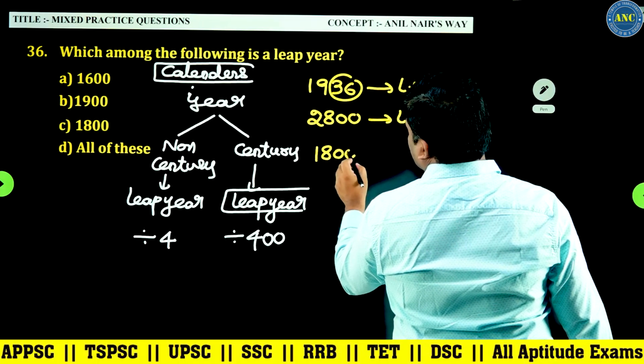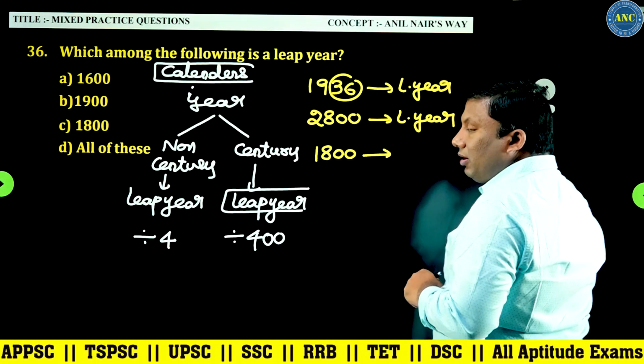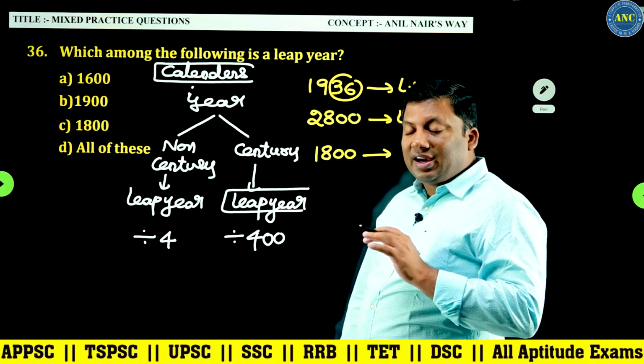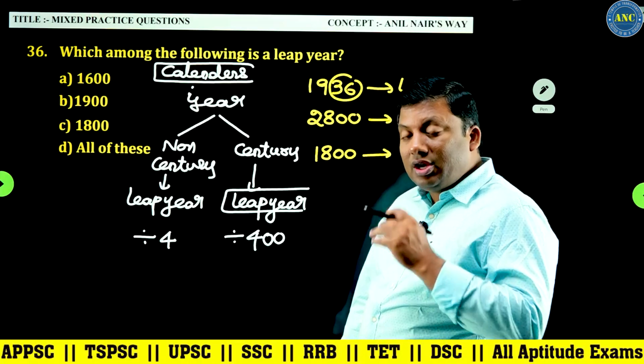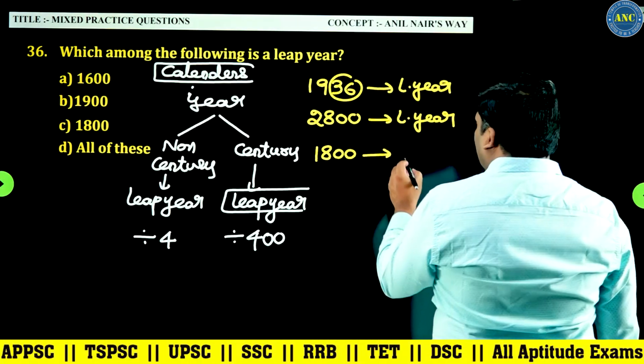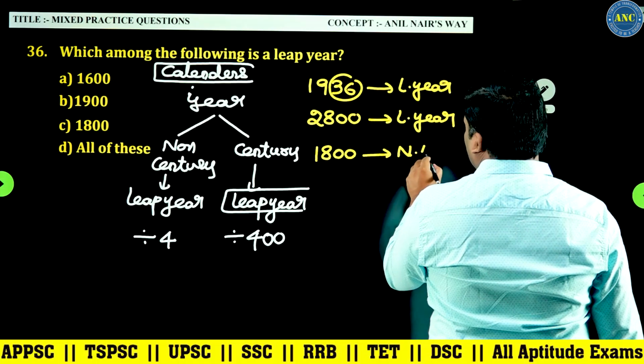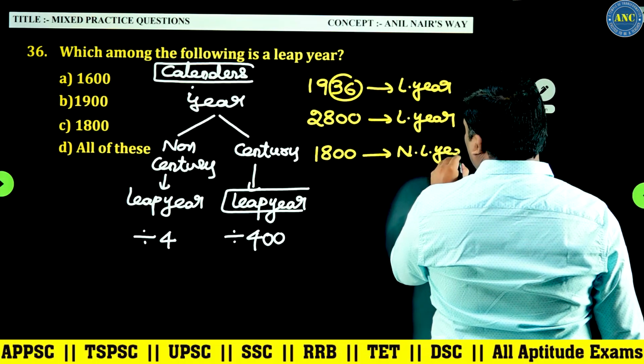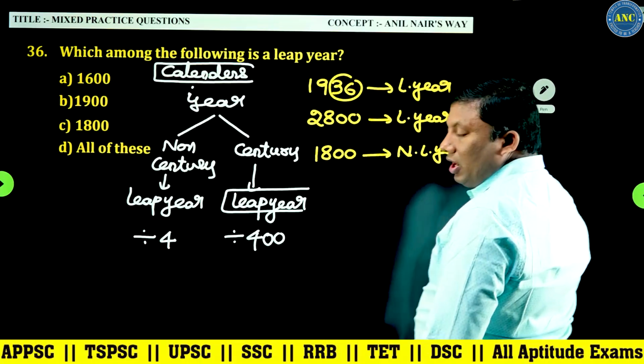1800, it is a century. It should be divisible by 400. 1800 is not divisible by 400. 2 zeros, 18 is not divisible by 4. It is a non-leap year. Are you all with me?